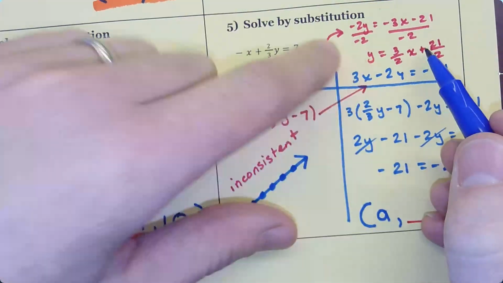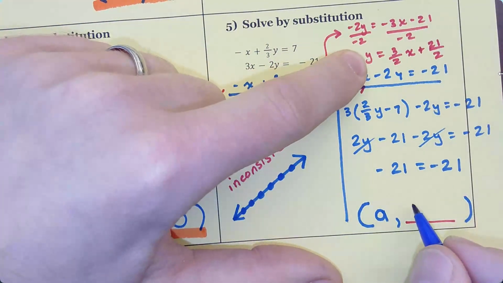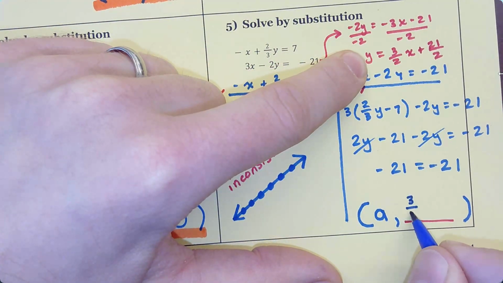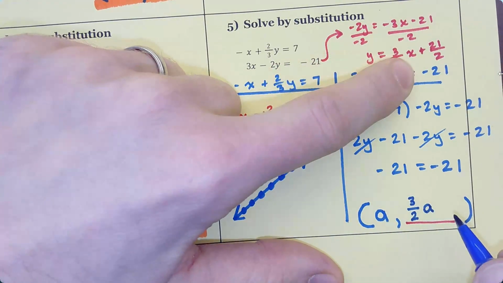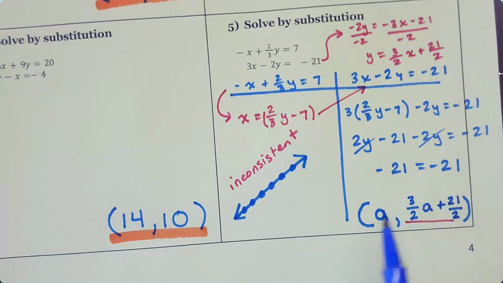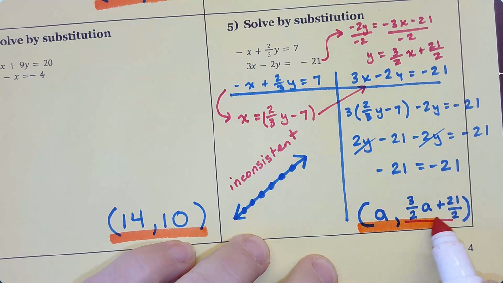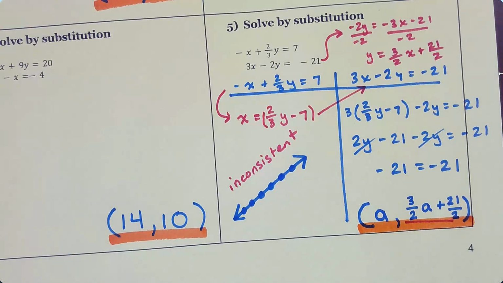But anyway, this is saying that this is the line. So whenever x is a, y would have to be equal to 3/2 of a plus 21/2. So any point that obeys this organization right here is going to be a solution. That's our answer. And that's our video for today.